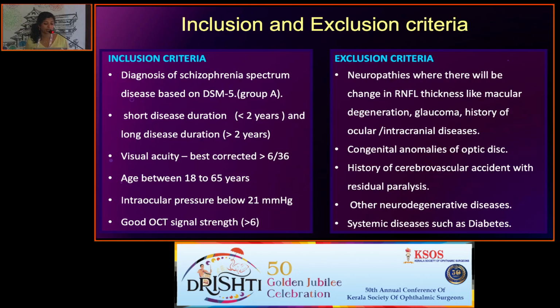Other inclusion criteria for groups A and B were best corrected visual acuity more than 6/36 and age between 18 to 65 years with normal intraocular pressure and good OCT signal strength. We excluded all the patients with neuropathies where there would be a change in RNFL thickness, like macular degeneration, glaucoma, history of ocular or intracranial diseases and congenital abnormalities of the optic disc, history of cerebrovascular accidents with residual paralysis, other neurodegenerative diseases, and systemic diseases such as diabetes.